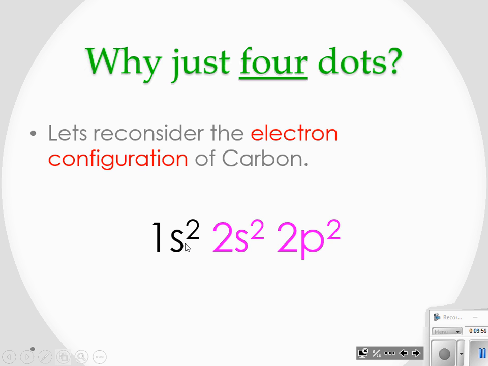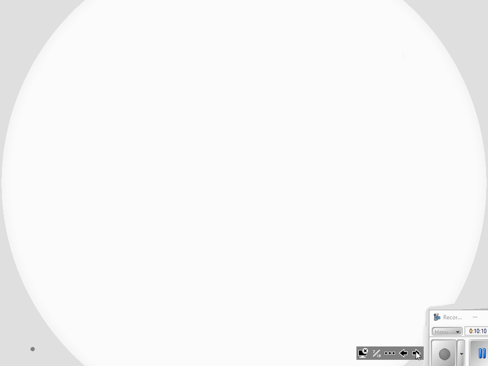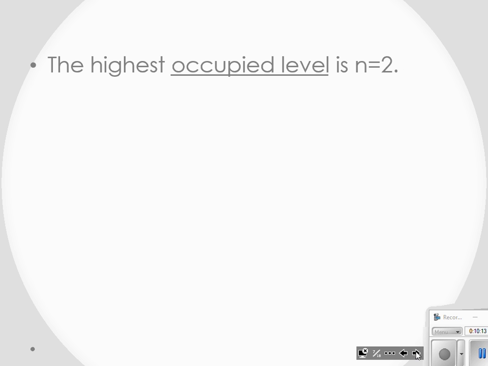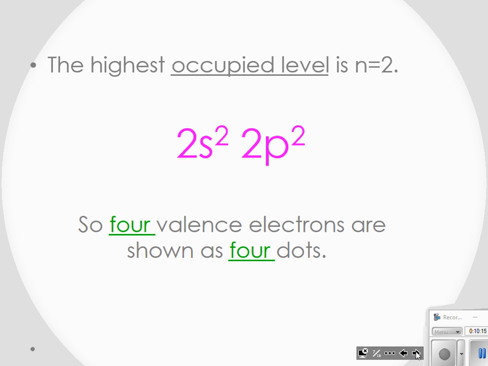Okay? So our highest occupied energy level is what energy level? What's the highest one occupied? Energy level 2. Does it make sense why there's only 4 valence dots there? Got that? Give me a thumbs up there. Yeah. We're thumbs upping.